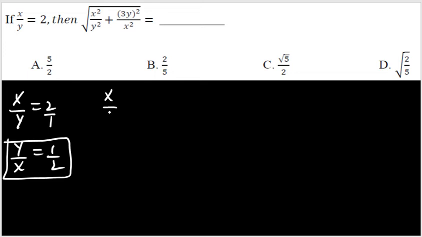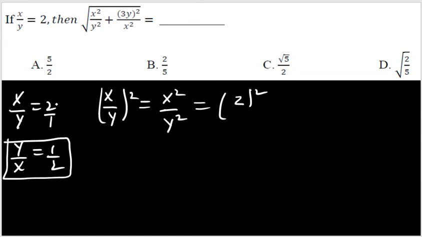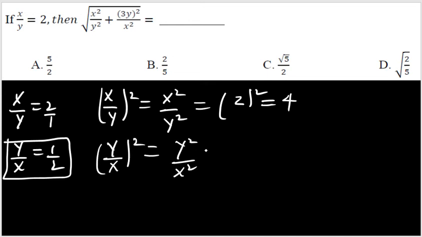And when x over y, the whole square, is the same as x square over y square, which is the same as 2 square, because x over y is already 2. So x over y, the whole square, is the same as x square over y square, which is 2 square. That's going to be 4. Try to connect it. And the same way, y over x, the whole square, means the same as y square over x square, which is, what is y over x? 1 over 2. So the whole square of 1 over 2 is going to be 1 over 4.